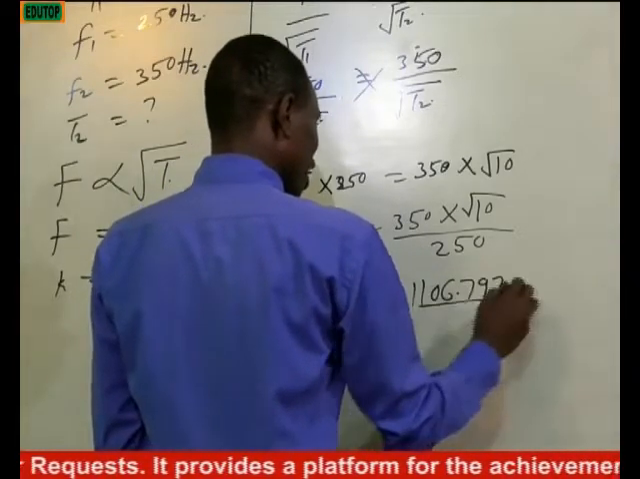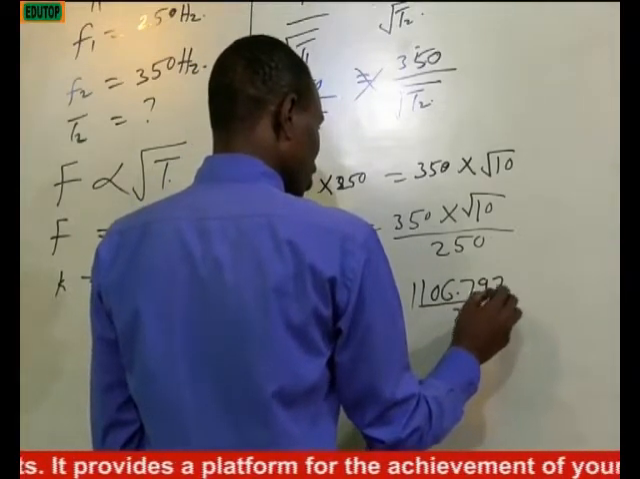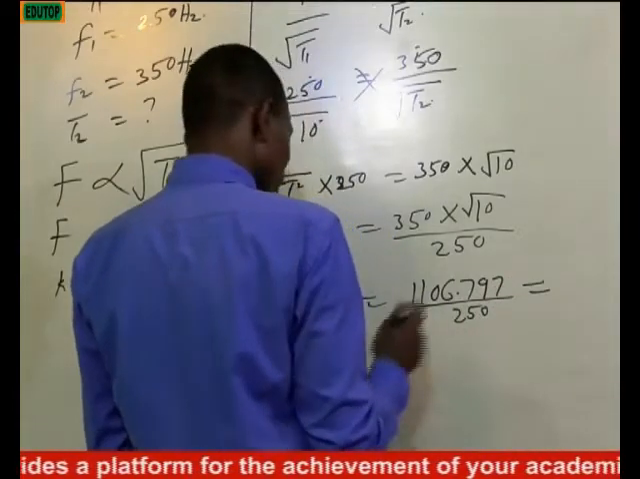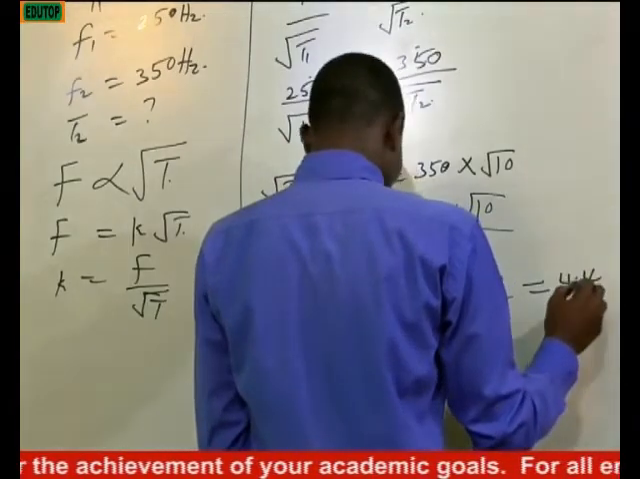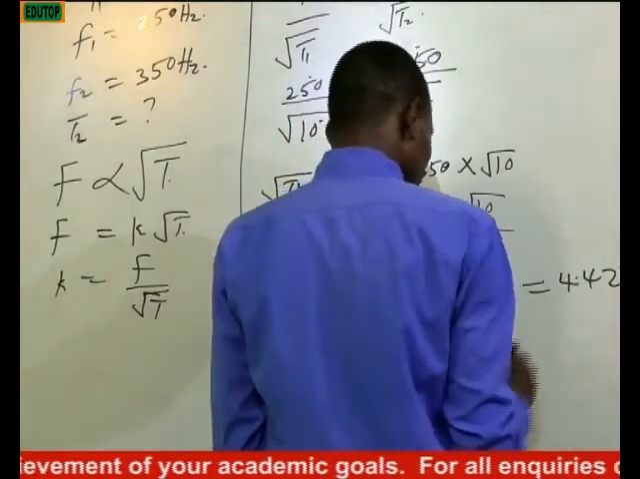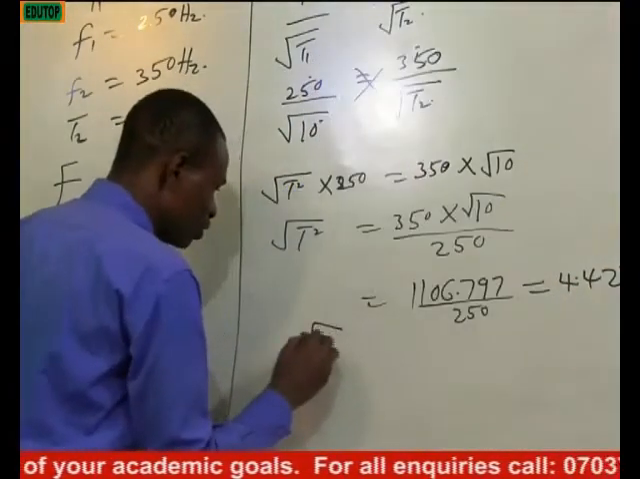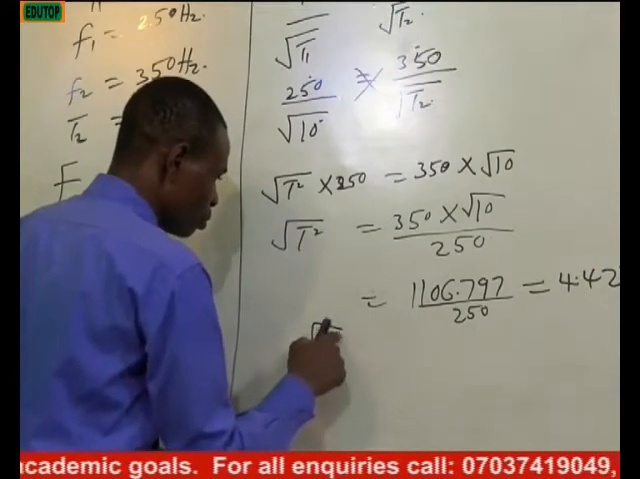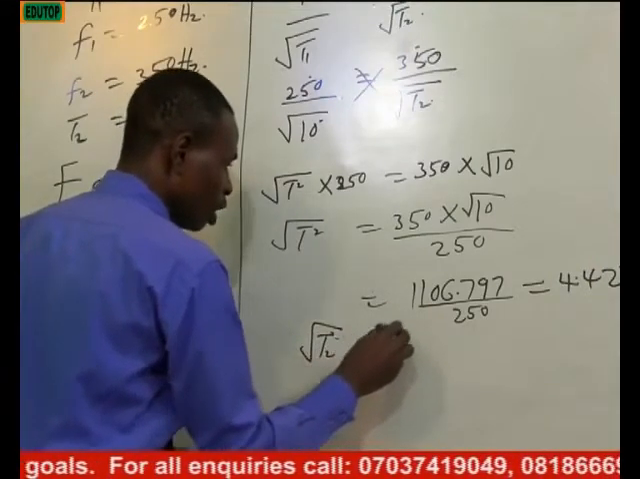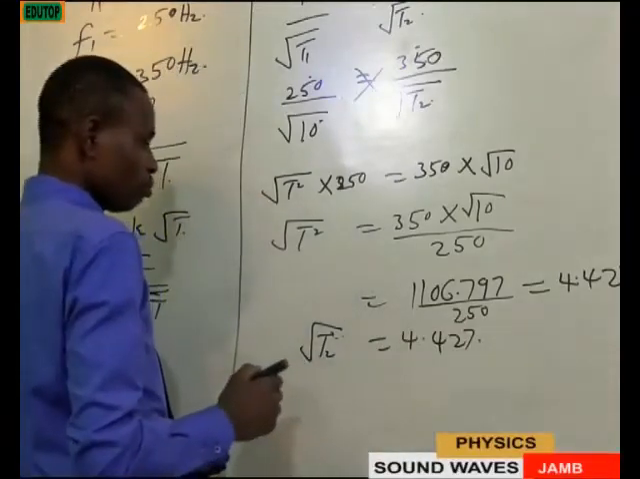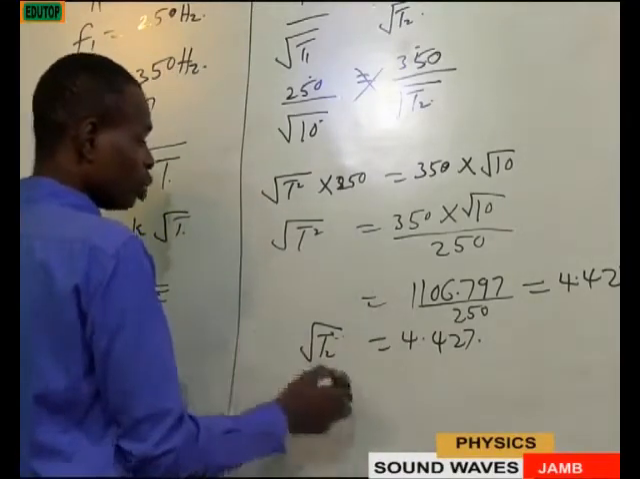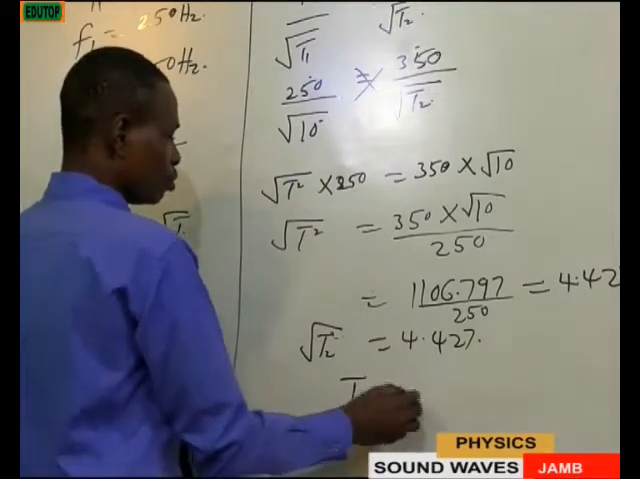1106.797 divided by 250. And if we divide by 250, this will give us 4.427. The square root of T2 will be equal to 4.427. But we are not looking for the square root of T2, we are looking for T2.